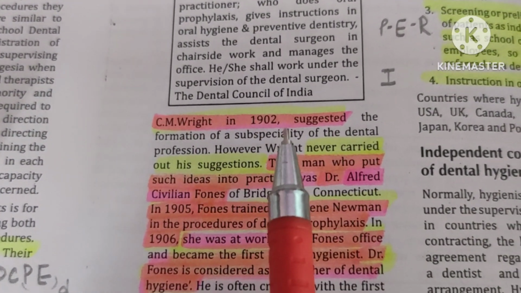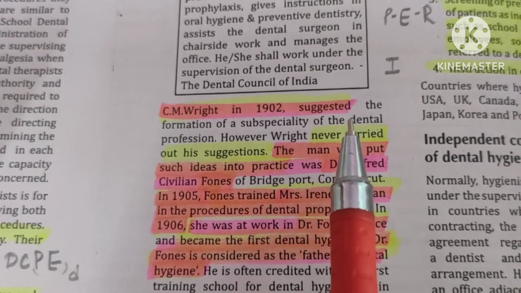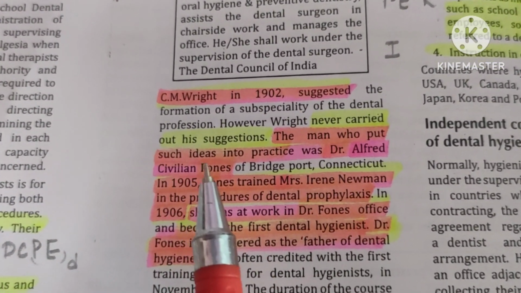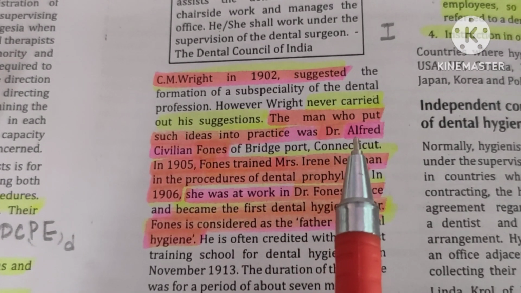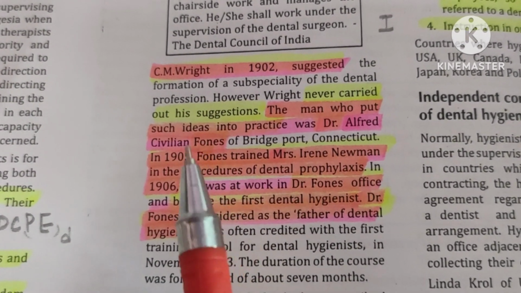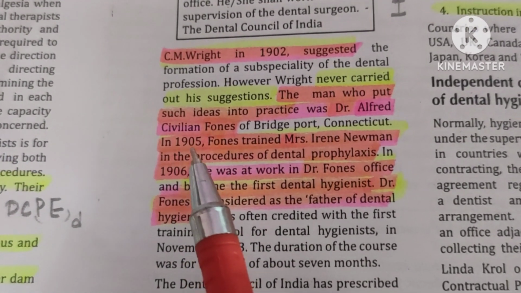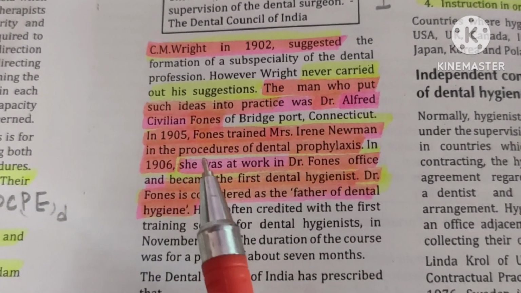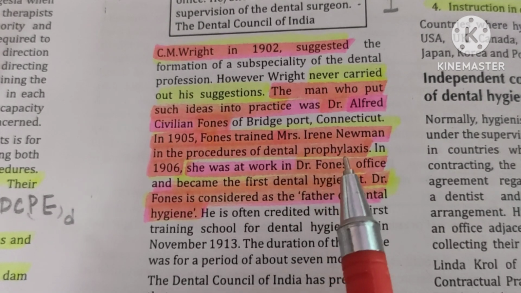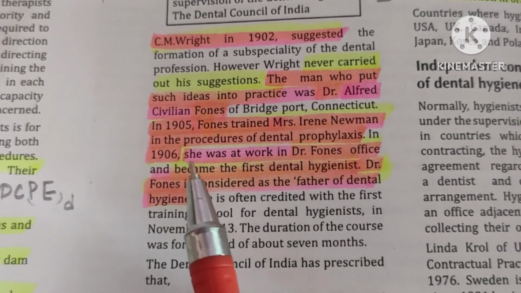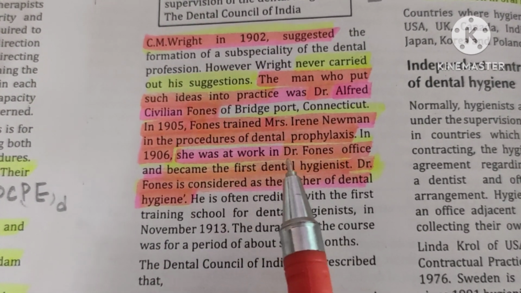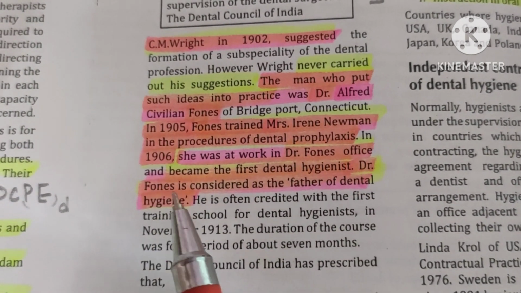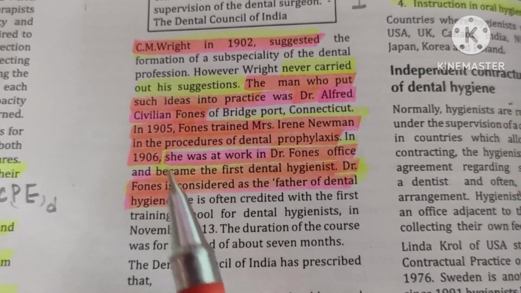C.M. Wright in the year 1902 suggested for the first time, and the man who put such idea into the practice was Dr. Alfred Civilian Fones, or Dr. Fones. In the year 1905, Fones trained Miss Irene Newman in the procedure of the dental prophylaxis. In the year 1906, she was at work in Dr. Fones' office and became the first dental hygienist. Dr. Fones is considered to be the father of dental hygiene.